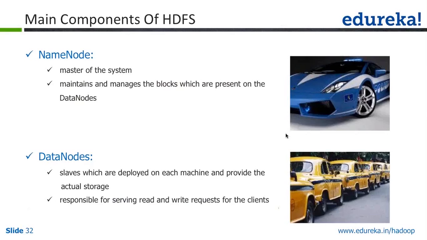Let's look at the name node and a data node, and a lot of questions about failover will also be answered here. So name node, as you can see here, is... can you identify this car, guys? Everyone can identify this? Okay, a lot of people have been able to identify it: it is a Lamborghini. Now a name node is like a Lamborghini. It is the master of the system. It maintains and manages the blocks which are present in the data node.